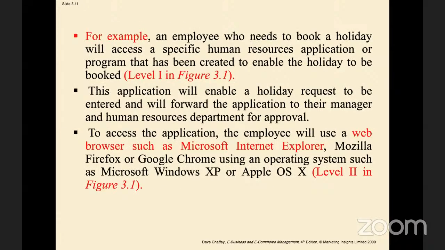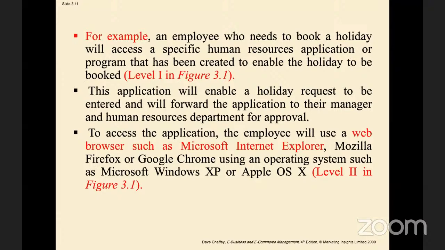Now, what is the example? For example, an employee who needs to book a holiday will access a specific human resource application or program that has been created to enable the holiday to be booked. Level 1 in figure 3.1, where we see customer relationship management. So this is customer relationship management. This application will enable a holiday request to be entered and will forward the application to their manager and human resources department for approval.